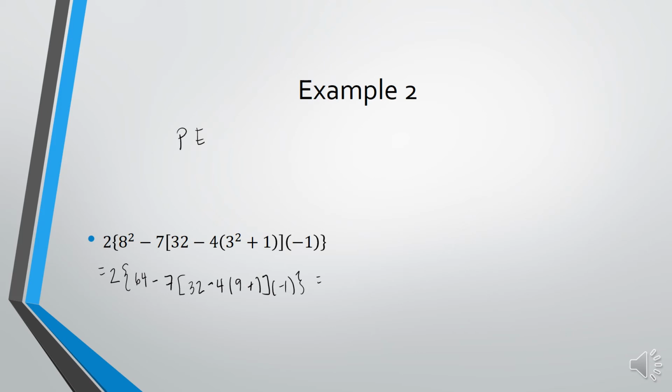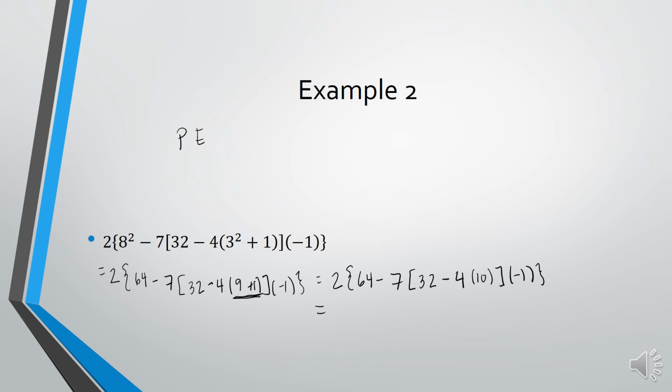Okay. So where is my most inside set of parentheses? And it looks like it's right here. So that's what I'm going to start with. So 2. And then I have my 64 minus 7. So 7 and then times 32 minus 4. And then this 9 plus 1 gives me 10. And then everything in square brackets is being multiplied by -1.